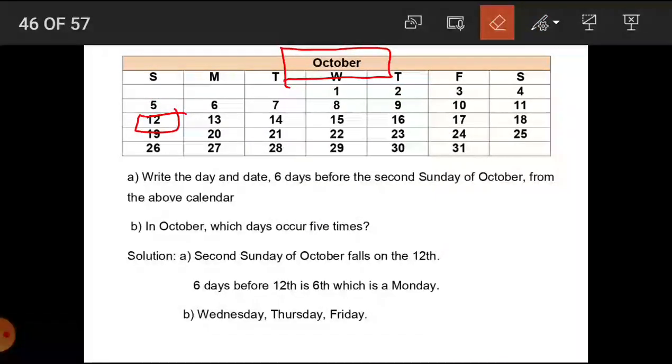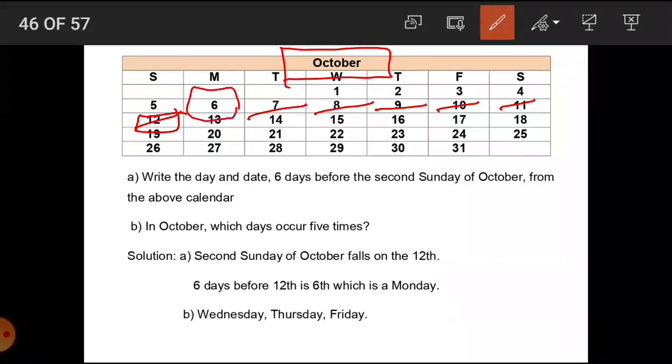Extremely sorry students, it is the first Sunday and the second Sunday is the 12th of October. Now 6 days before 12th of October, we have to find what is the day and date. So 6 days before means we are going to count back from 12. That is 1, 2, 3, 4, 5, 6. Here the 6 days are complete. So which day is it? It is 6th of October.